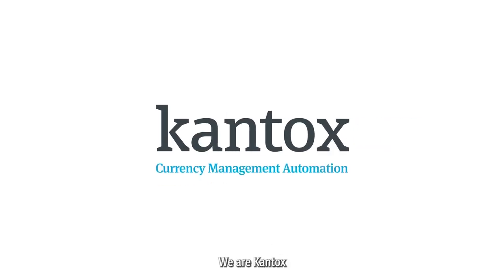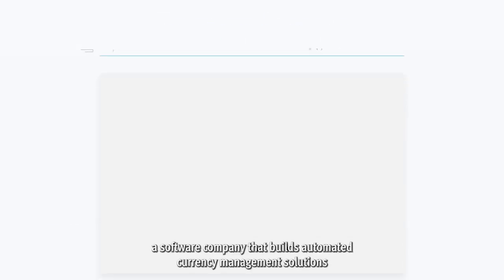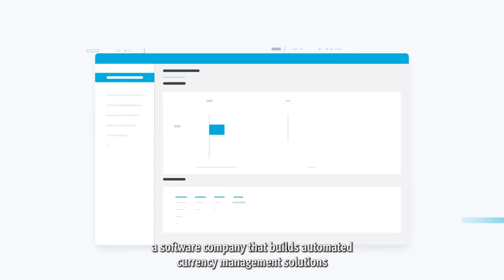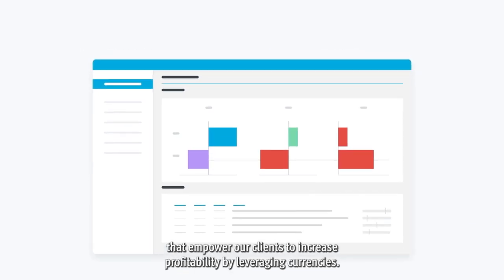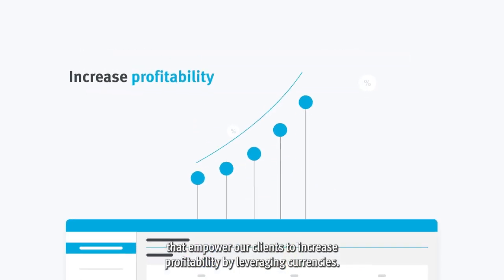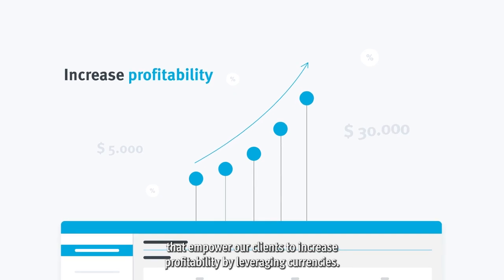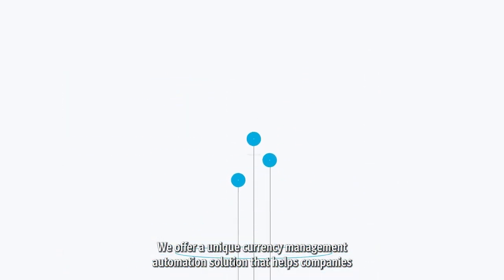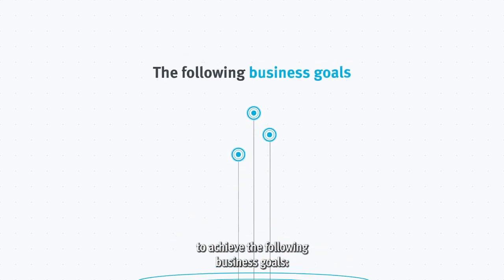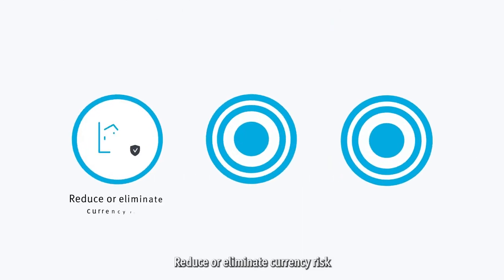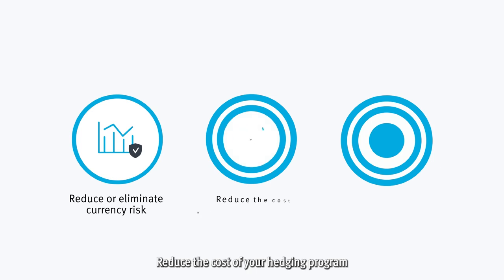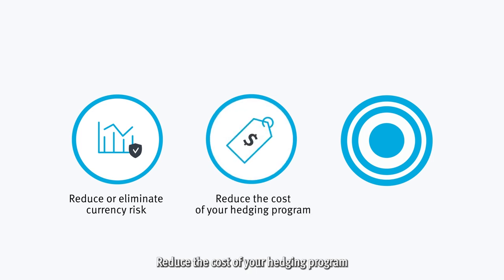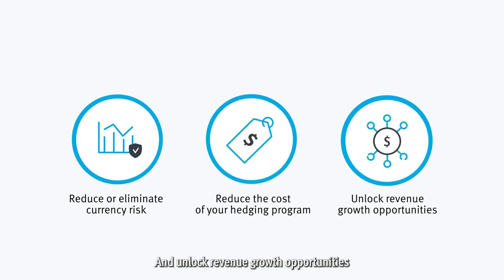We are Kantox, a software company that builds automated currency management solutions that empower our clients to increase profitability by leveraging currencies. We offer a unique currency management automation solution that helps companies to achieve the following business goals: reduce or eliminate currency risk, reduce the cost of your hedging program, and unlock revenue growth opportunities.